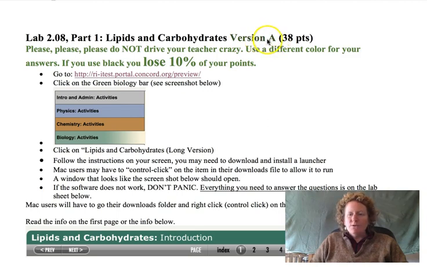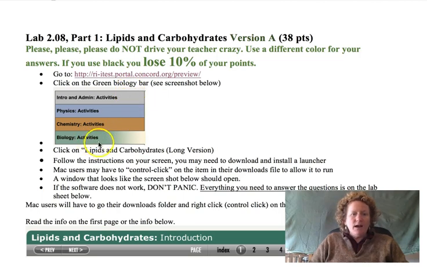Make sure you have the version A of the lab sheet. You may have directions here that look a little bit different. That's okay. They both work just fine. So you're going to want to go to this website here and I'll show you what that looks like.